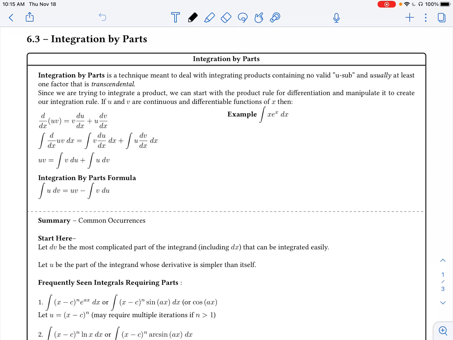We've discussed a various number of types of strategies for integrating functions. And one of the final types that you'll need to know in this course is what's called integration by parts. It's a technique that's meant to deal with integrating products that really don't contain any valid u substitution, and where typically one of the functions or factors of the integrand is what's called a transcendental function.